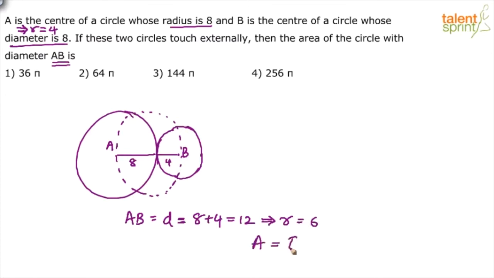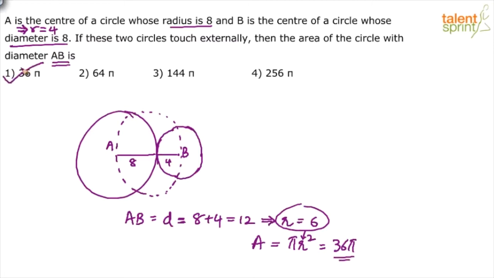So what is the area? Pi r square. The two r's that I've taken are different, but I hope you understand, right? Pi r square. So pi into 6 square. Substitute this r here. So 6 square, 36. 36 pi is the answer.